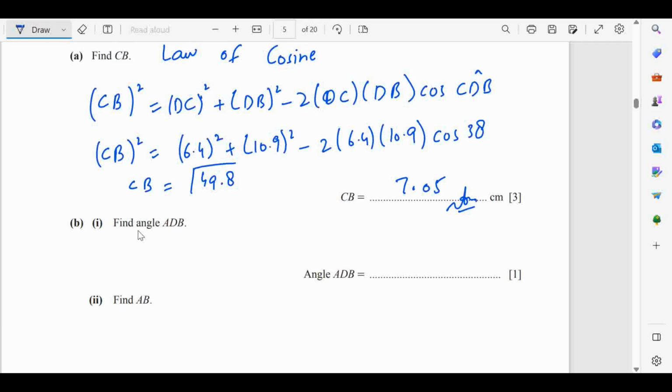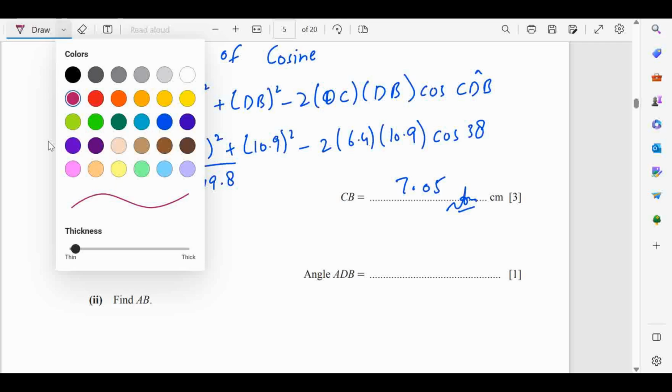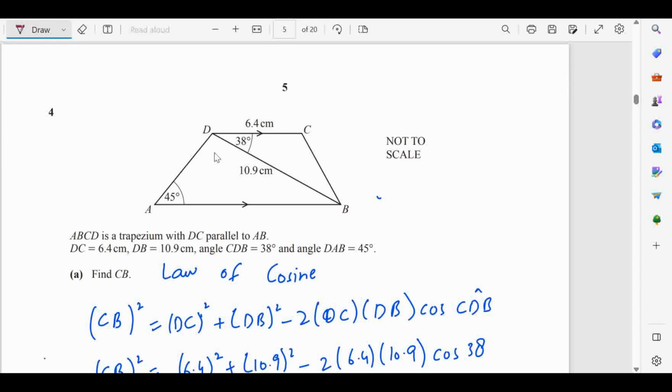Let's move to the part B. Find the angle ADB. Now how we can find the angle ADB? Where is the ADB? This is the angle ADB. We need to find out this angle. And from here we can see that DC is parallel to AB. So these are the two lines. It means that if this angle is of 38, this angle will also be of 38.